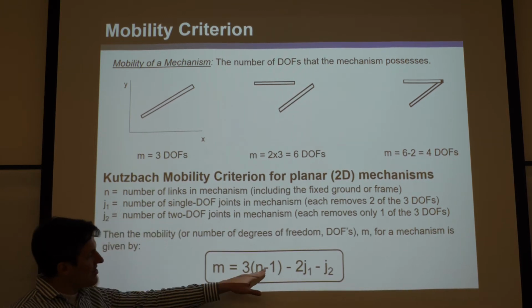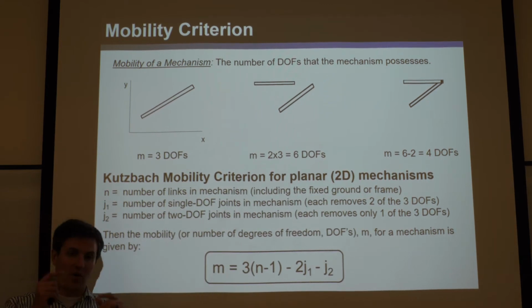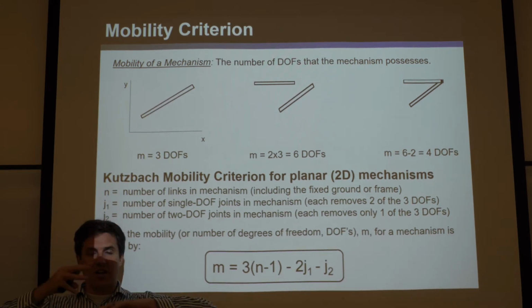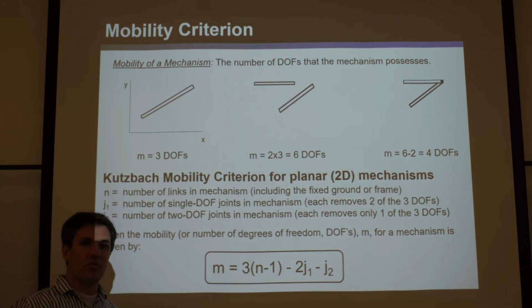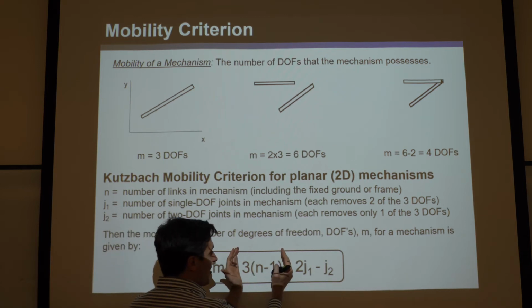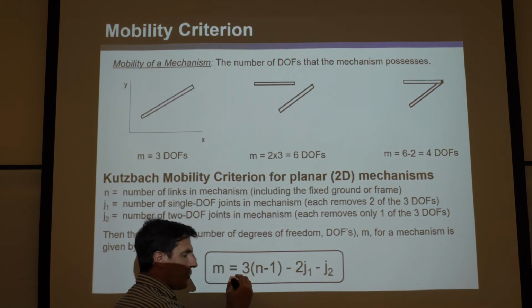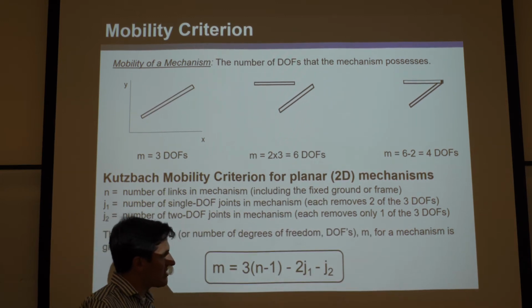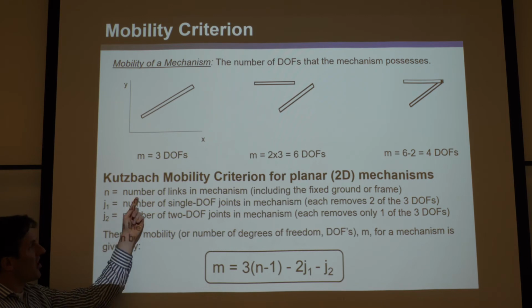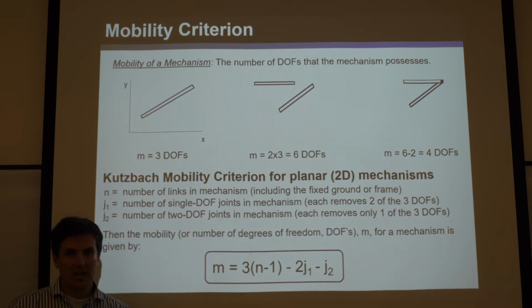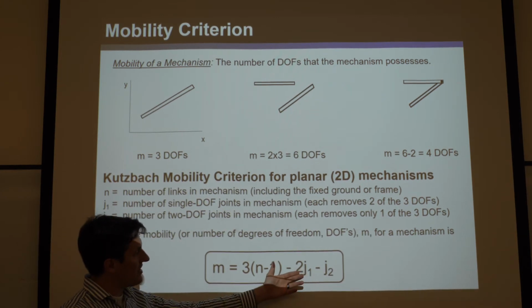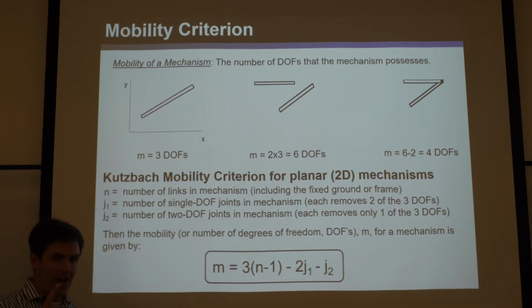All right, and then you multiply that by 3 because each of the links that aren't grounded, meaning this one that's subtracted from it, if they weren't connected together by joints, they would each have 3 degrees of freedom. So this represents all the links that aren't grounded and all their degrees of freedom added together, without any joints. But now here we're adding joints. J1 is the number of single degree of freedom joints. Again, it has nothing to do with lower pairs, higher pairs, nothing but degrees of freedom. So if it's a 1 degree of freedom joint, that's a J1, and you count how many of those there are.